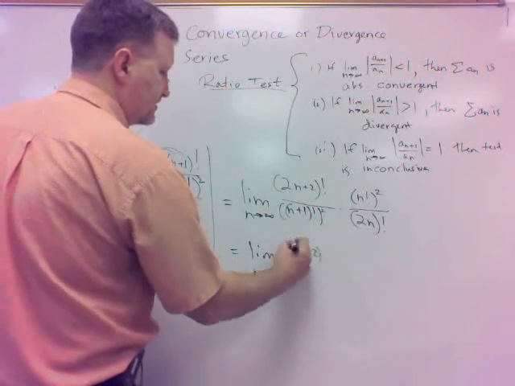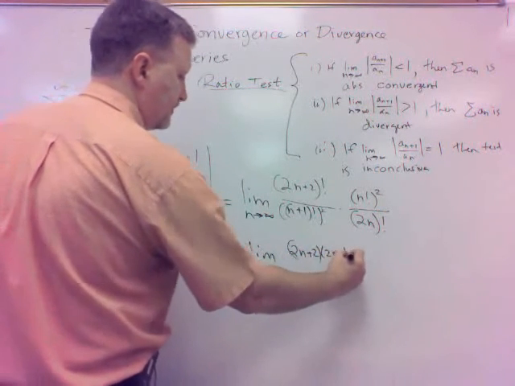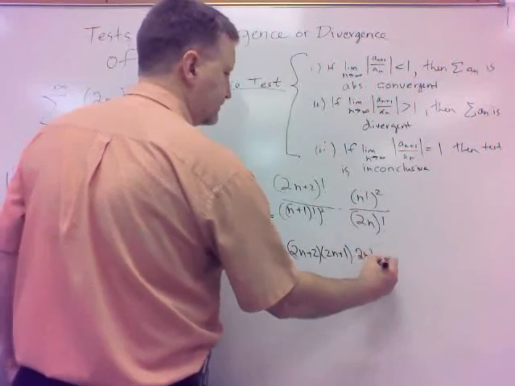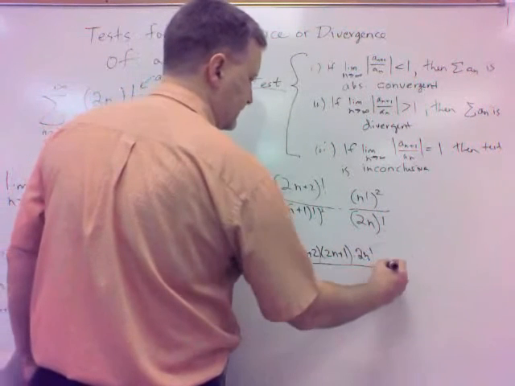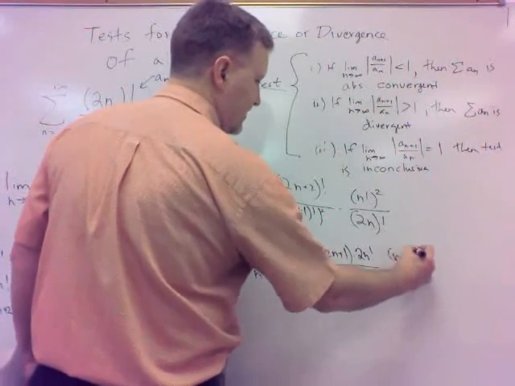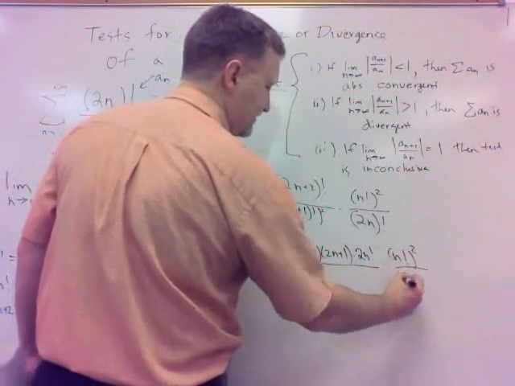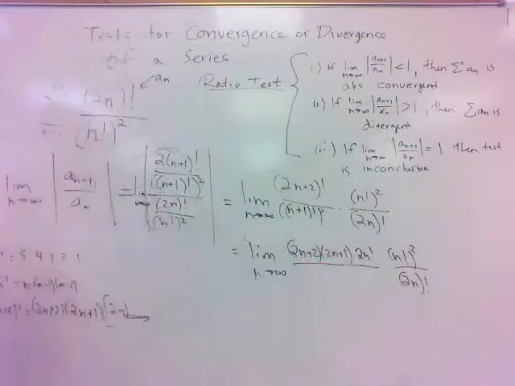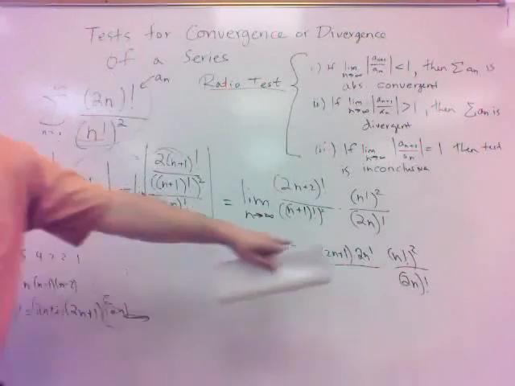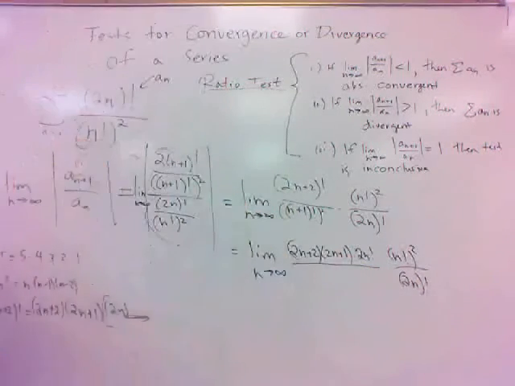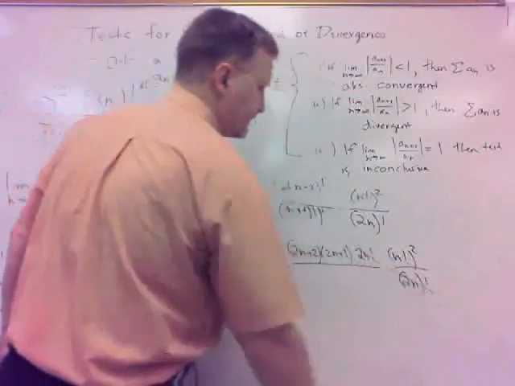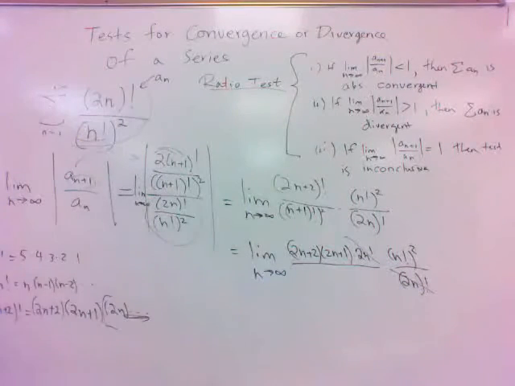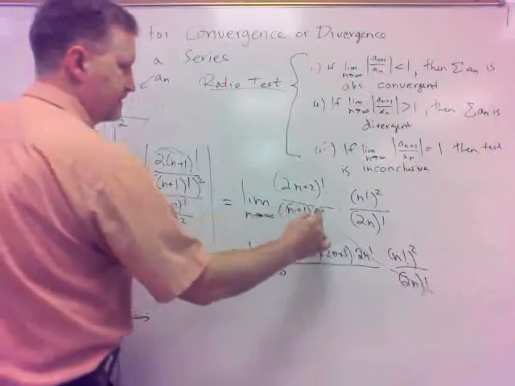2n plus 2, then we're saying is 2n plus 2, 2n plus 1, times the 2n factorial. And the reason we do that is because, you'll notice, on the bottom over here, I have 2n factorial right there. So those are going to cancel. All right. Now, what about this?